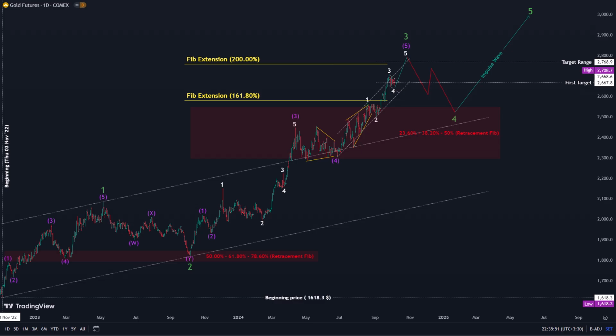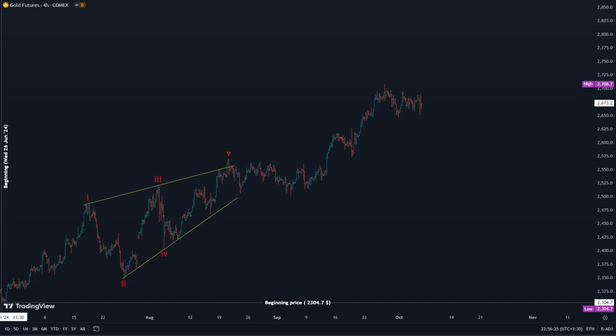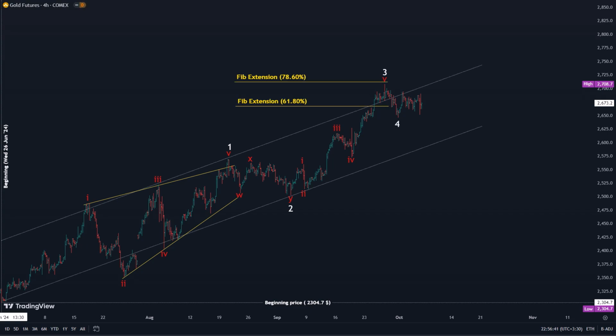For a more detailed investigation, let's switch to a 4-hour analysis. We consider the first wave as a diagonal leading pattern, the second wave as a sideways pattern, and the third wave as shorter than the first wave. The trend is expected to continue until it completes the fifth wave of the same degree.